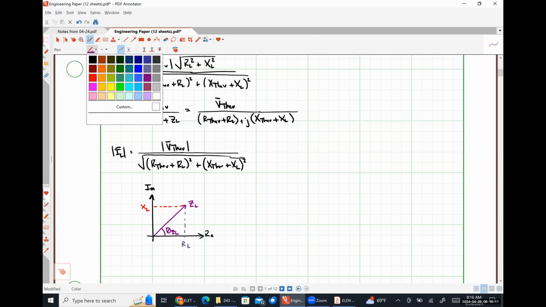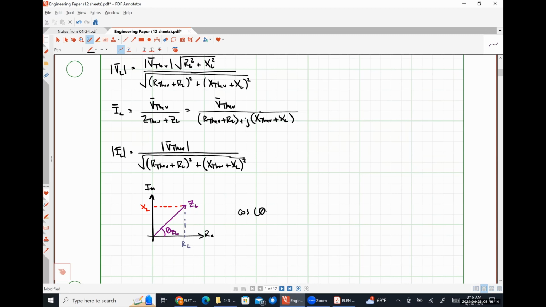So cosine of theta ZL is going to be RL in the numerator because that's the adjacent. What's the length of my hypotenuse? Square root of RL squared plus XL squared, just from good old Pythagorean theorem. Anybody have a problem with this? It's literally simple trig. So we have all three constituent parts now, so we're going to put those together, okay?